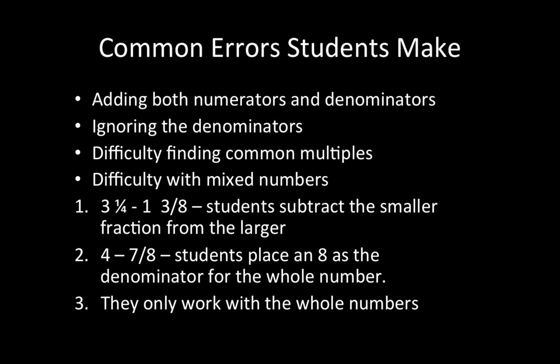Common mistakes students make: they add both the numerators and the denominators, ignoring the denominators, difficulty finding common multiples, difficulty with mixed numbers. Students subtract the smaller fraction from the larger fraction. Students place an 8 as the numerator for the whole number, so 4 would be rewritten as 3 and 8/8 rather than 4. You have to rewrite it, and they only work with whole numbers. So this is not a hard lesson. It's just basic fractions, and then we're going to go over algorithms.